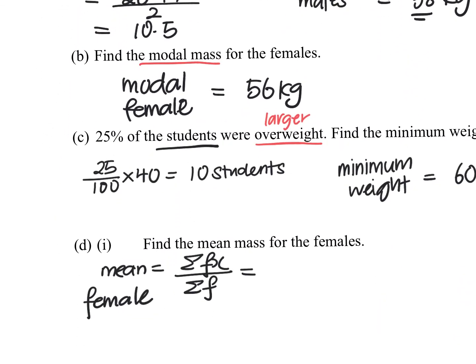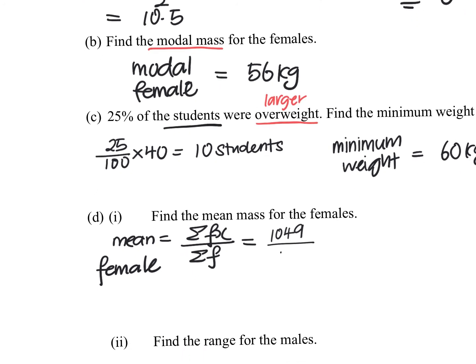So my total mass will be 1049 for the female. Divide by my total frequency. We know that there's a total of 20 females here, so divide by 20, that will give me 52.45. This number is exact. Do not round it off to 3 significant figures. Sometimes we can also give a fractional value for the exact value.